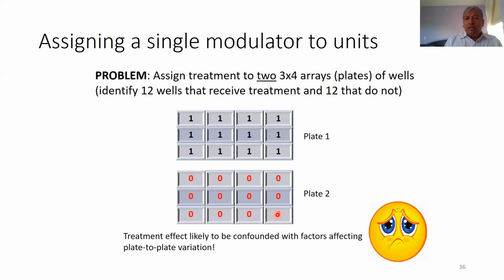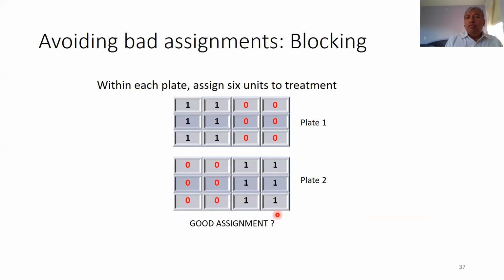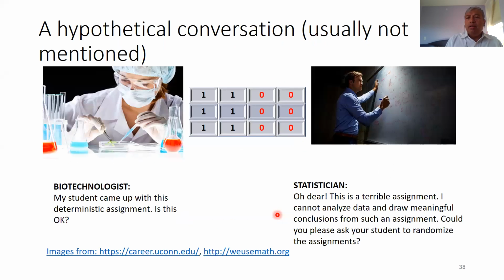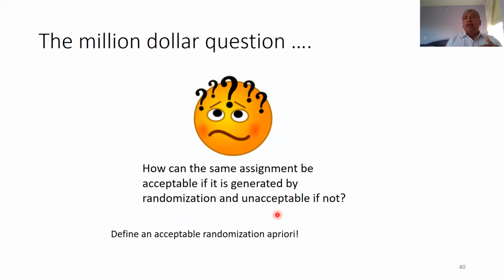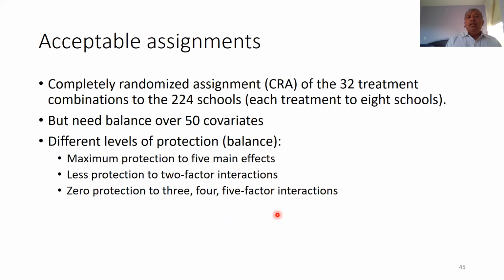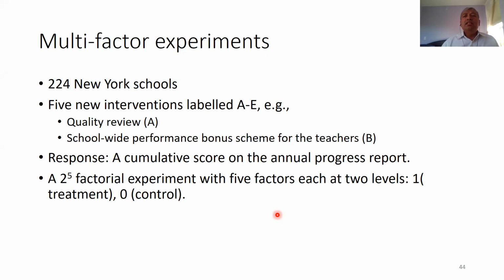Okay, maybe we'll just go over one interesting example. Before I come back to this, let me think about how this entire idea can be expanded to, let's say, factorial designs. This actual school experiment did involve 224 schools in all, and there were 5 new interventions.